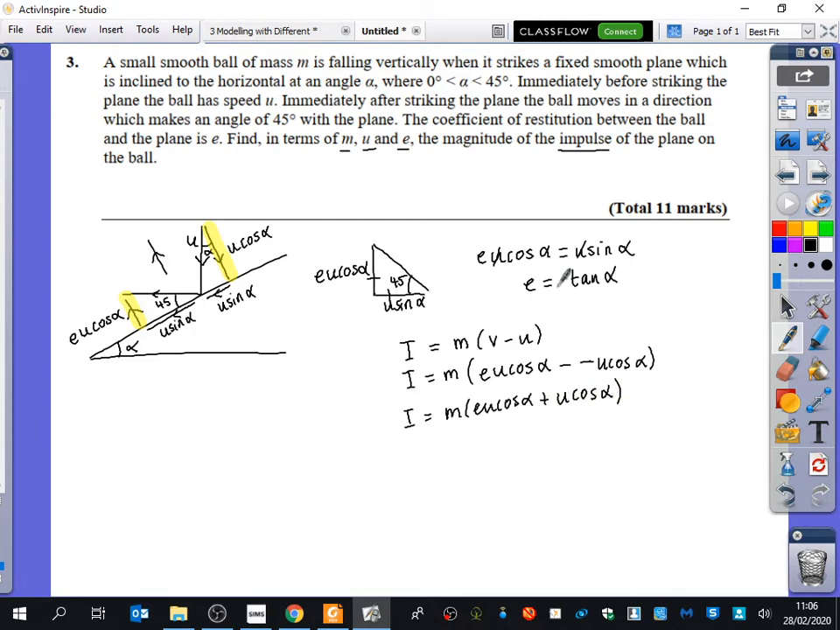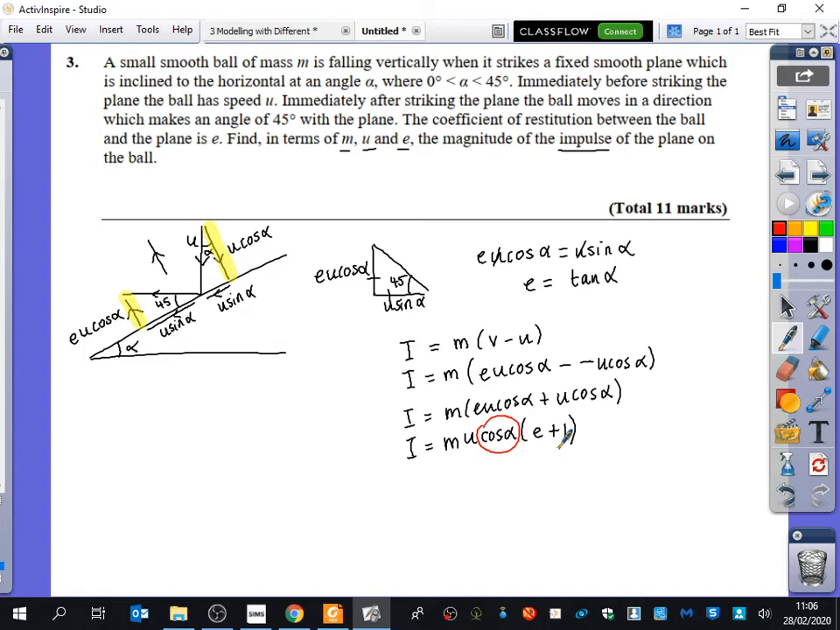We're also going to need to use this fact that we've got here. So we get I equals m. I can also factor out the u and the cos alpha, and I just get e plus 1. And it wants it all to be in terms of m, u, and e. So which is the thing I need to be getting rid of? I cannot have this cos alpha. This thing here is the problem. So I need to think, how can I get cos alpha in terms of e?